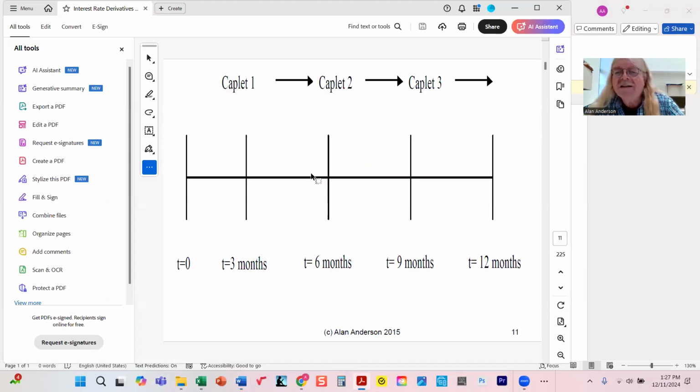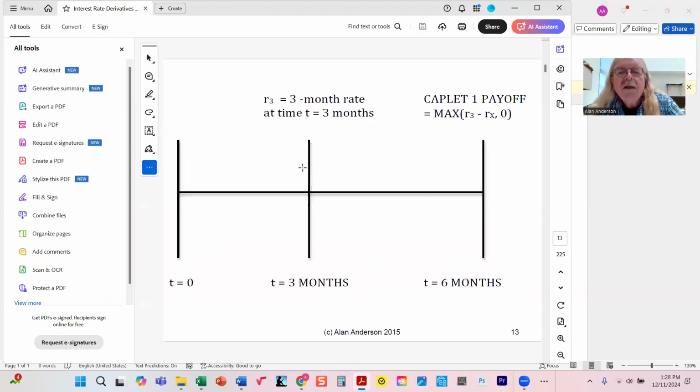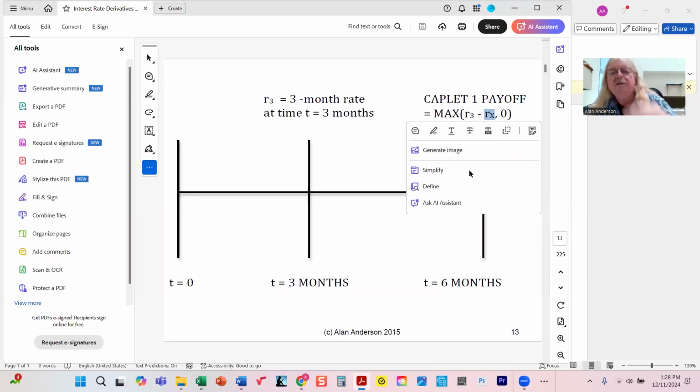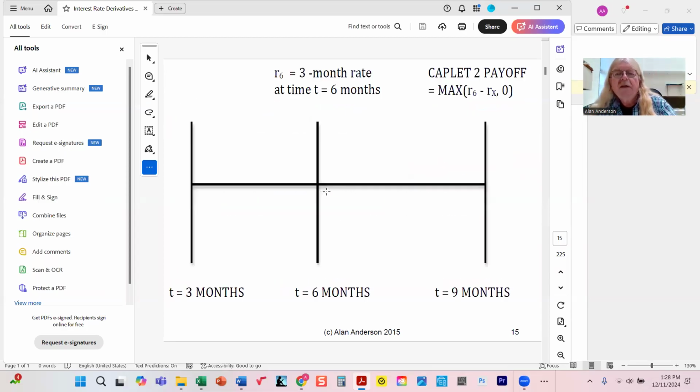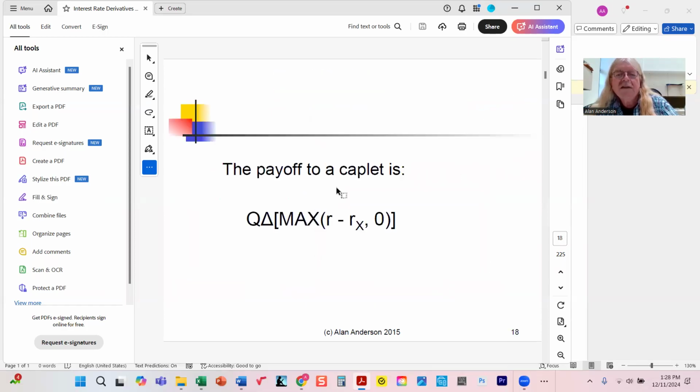Oh, well, I already had a diagram right here for that. So here, oh, okay, this is good. We have some very specific examples here. The rate that you're paying is the 3-month rate at whatever time you're observing it. And so for caplet 1, the payoff is the maximum of R3 minus RX, which is our strike rate, and 0, just like I showed you. Okay, so we already understand how this works. Good. And so the payoff to a caplet can be defined in the following way.